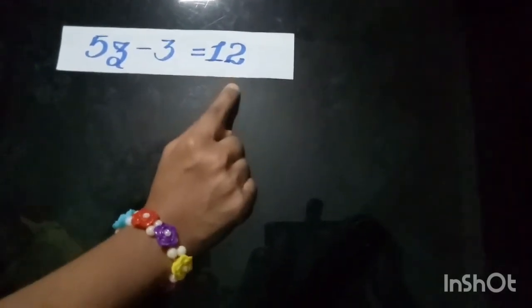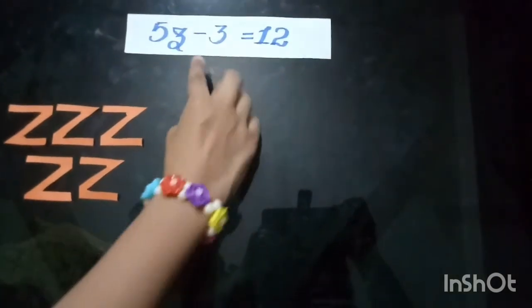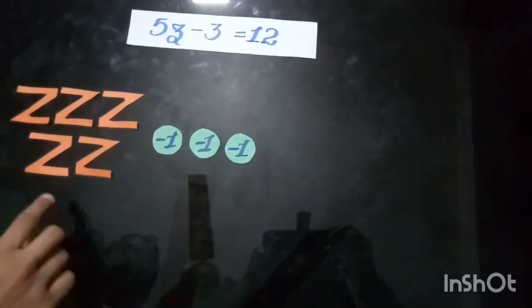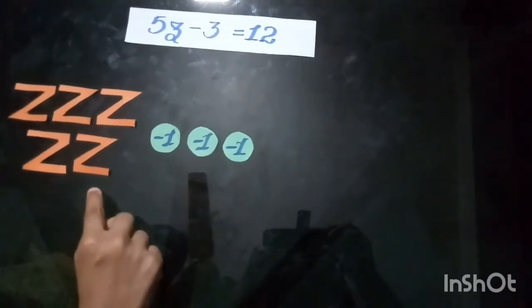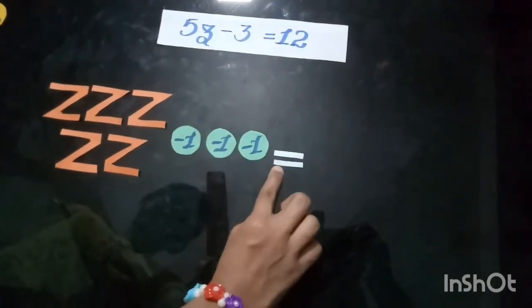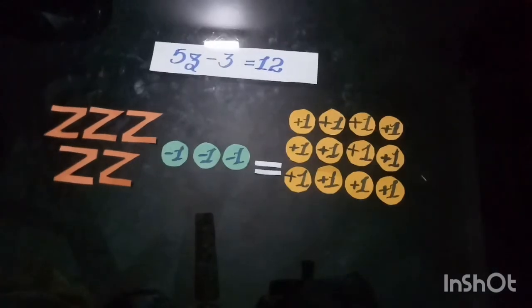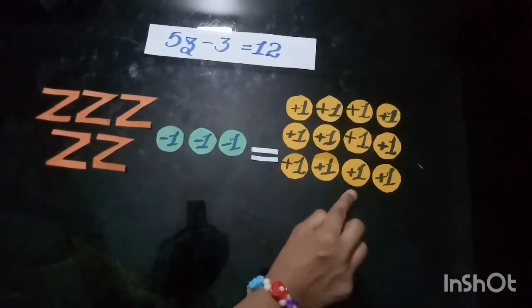Now I am going to represent the third equation, 5z minus 3 is equal to 12. For this, let me take 5z. To represent minus 3, I am taking 3 minus 1s. 5z minus 1 minus 1 minus 1 is 5z minus 3, which is equal to 12. To represent 12, I am taking twelve 1s. Now the equation is 5z minus 3 is equal to 12.